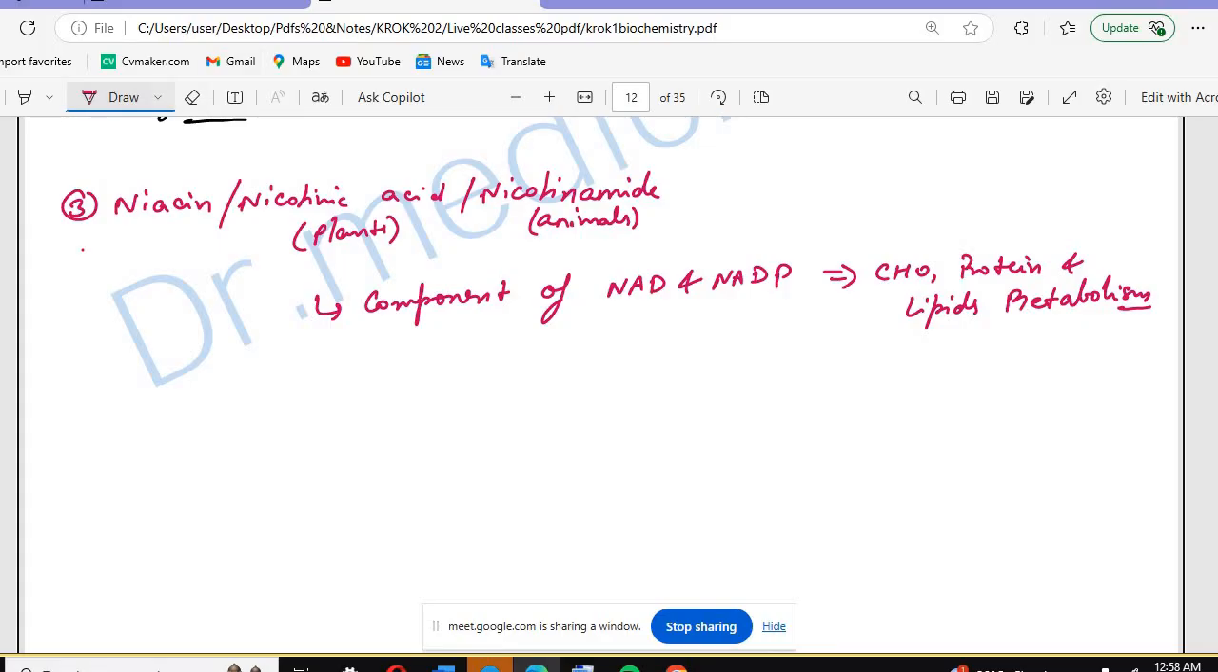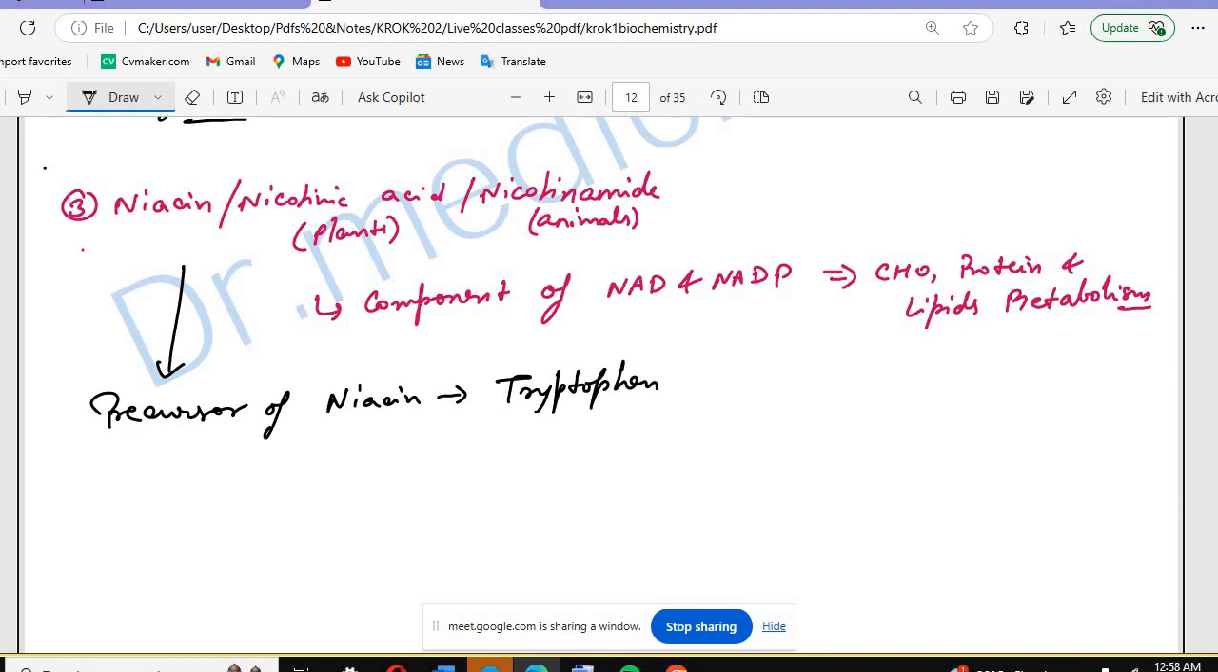The precursor of niacin is a very important question as well. The precursor of niacin is tryptophan. Tryptophan, you know, is an amino acid, and it will form niacin, because this is a precursor of vitamin B3.